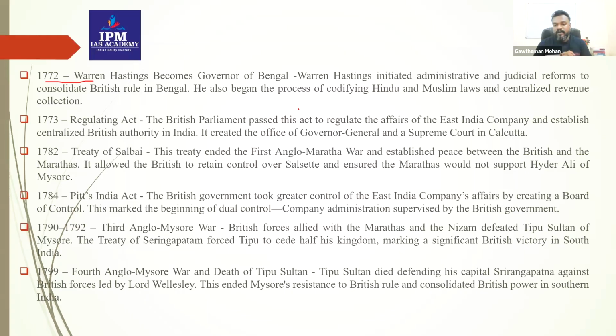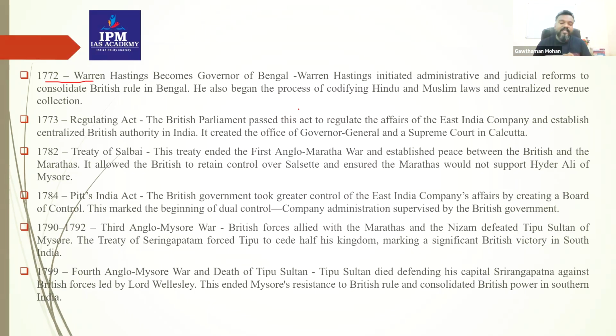The Treaty of Seringapatam forced Tipu to cede half of his kingdom, marking a significant British victory in South India. So now half of the provinces, or the territory, which were under the control of Tipu Sultan were ceded to the British Empire. That was a great victory for the Britishers.